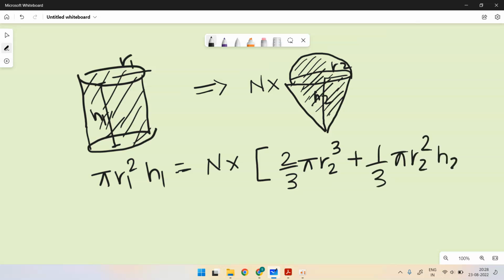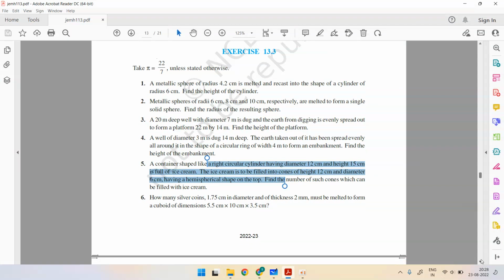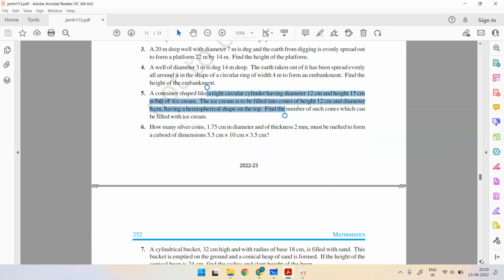See, r1 is given, h1 is given, pi is constant, you can simply cancel pi, you can even take 3 common out. But r2 is given, h2 is given, and n you need to find. So solve this and get the value of n. It is simple. Remember, n will have no unit because n is a number.